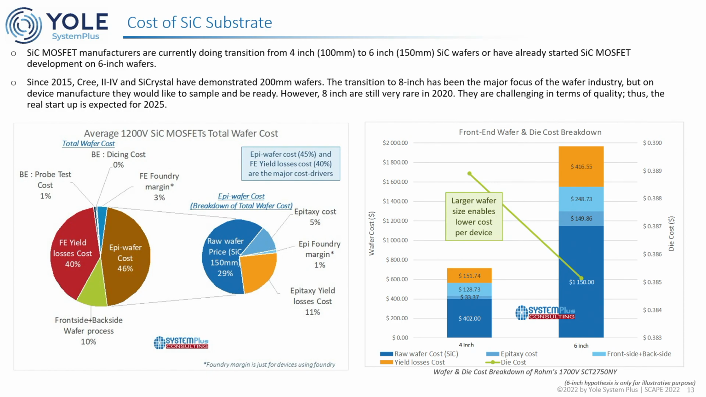Here it's the total wafer cost, so it counts also the front side and back side, but not the packaging. And if we look at the epi wafers, we can split the cost from the raw wafers. So in the epi wafers we put the epitaxy cost and then the margin and the yield losses.